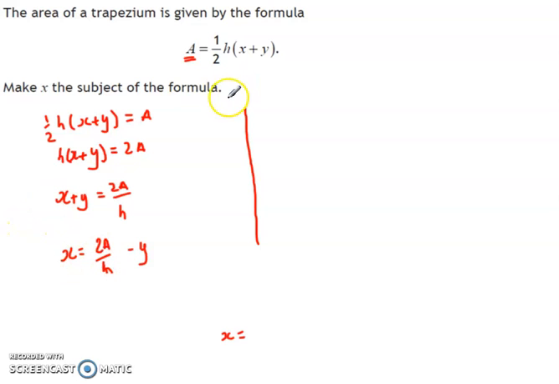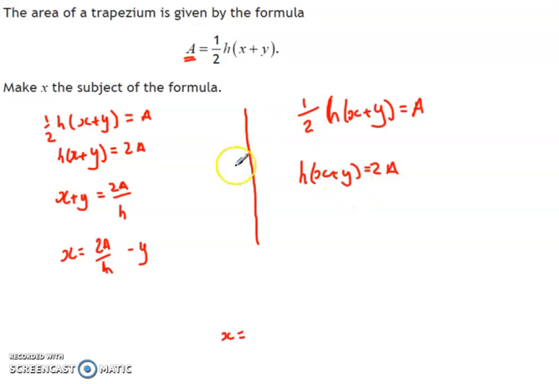I've said that there's actually another variation of it we can do, and there is. Imagine we start with the exact same first step. So we swap both the sides, and we get a half h bracket x plus y equals a. And we do the exact same first step. We get rid of the half by multiplying both sides by 2. So we get h bracket x plus y equals 2a.